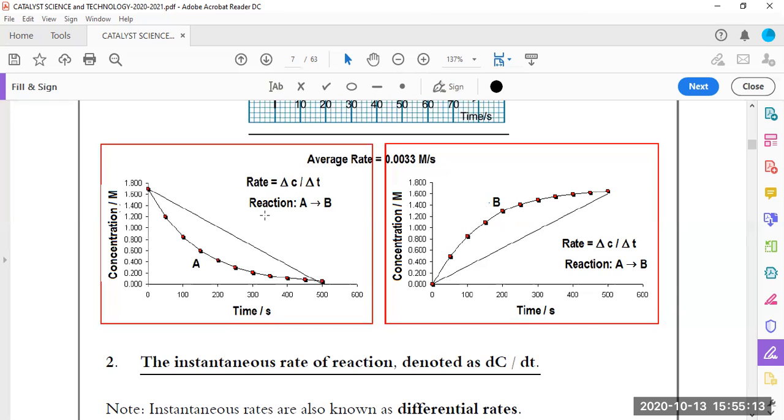This one, again, is similar. It's not different from this one, but this is for reactant, and this one is for the product. Remember always the opposite.